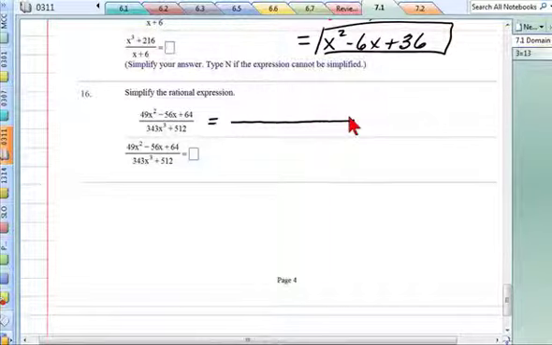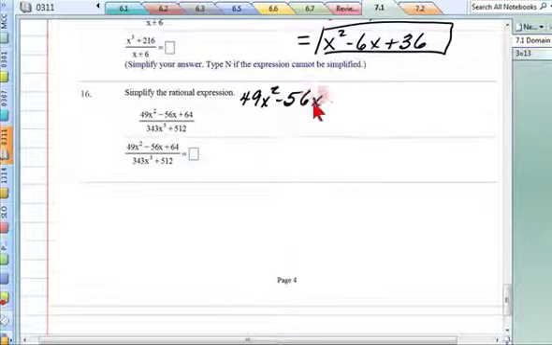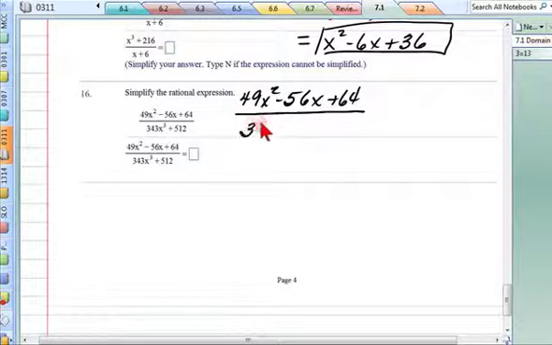All right, the numerator looks pretty ugly, y'all probably can't even see that in the back of the room. I'm sorry. Let me rewrite it. I have 49x squared minus 56x plus 64 all over 343x cubed plus 512.